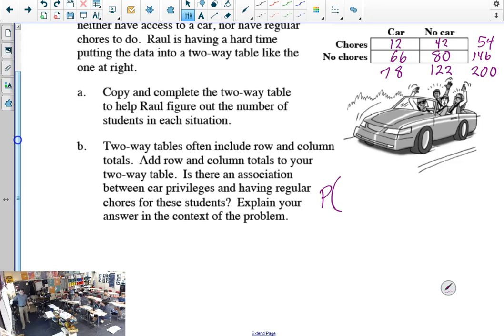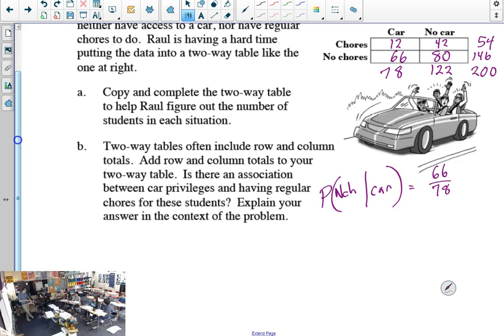So, how can we write no chores quickly? NCH. No chores given car: P(NCH | car). And that is 66 over 78. So that's pretty high. That's a pretty strong probability.